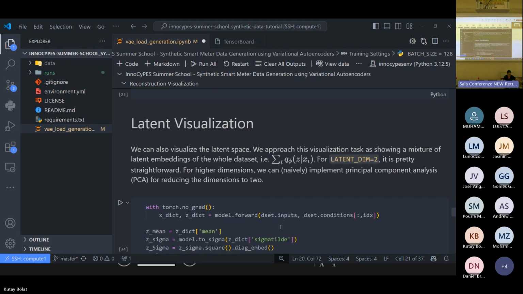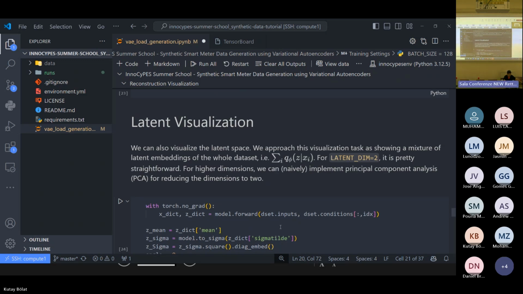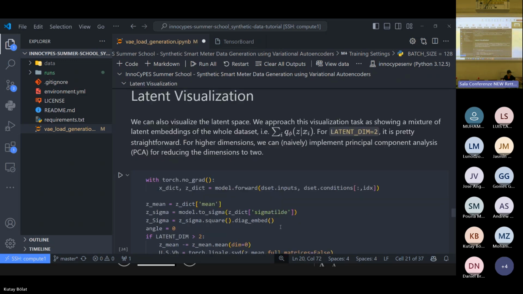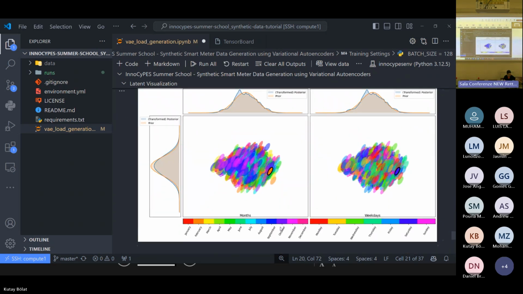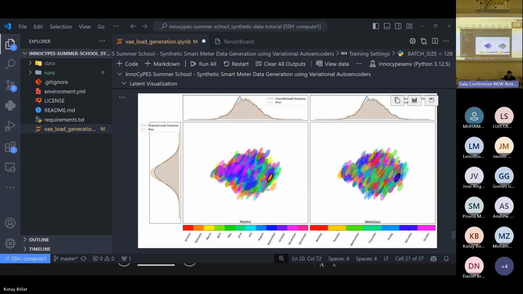It means that for every data point, we have a multivariate Gaussian distribution. It's impossible to visualize, but instead we can map them to a two-dimensional plane. So for that, we did this. As you can see, the color codes are basically the conditions of individual data points. In the latent space, similar months tend to be closer, right?